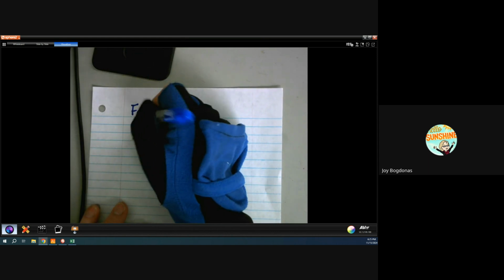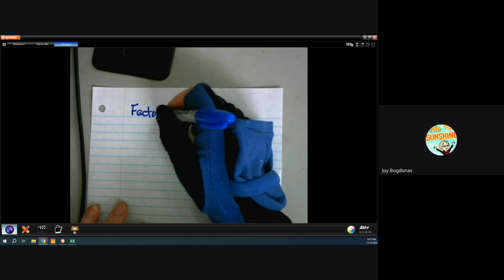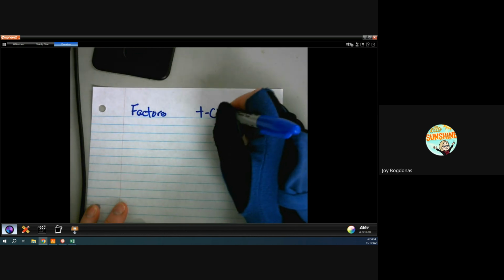Okay, we've been working on factoring in school. I find the easiest way to teach it to kids is to do a T chart. That's what I call it.